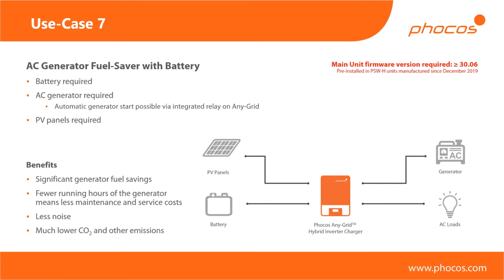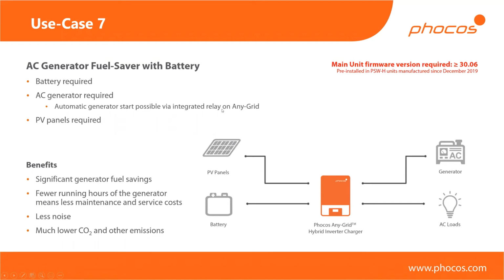Then use case number 7 is pretty much exactly the same thing, the only difference being that now you've added a battery. So again, we have a fuel saver scenario, we have a genset, but this time we've added a battery. So you can automatically start the generator with the integrated relay.